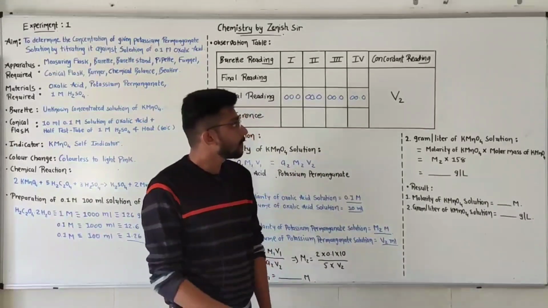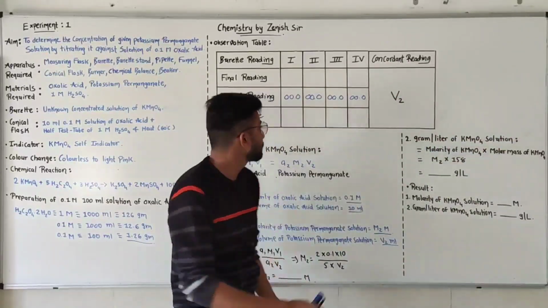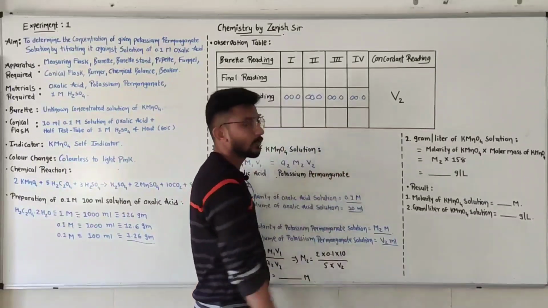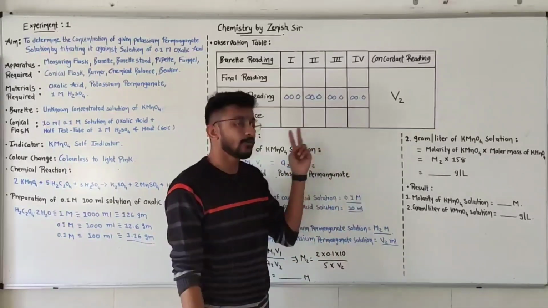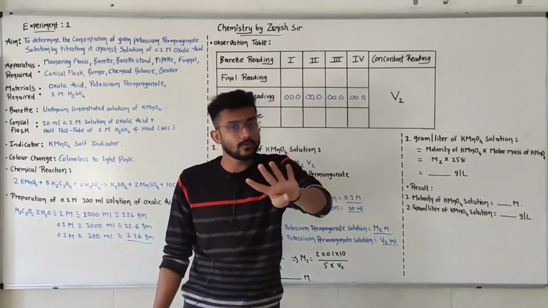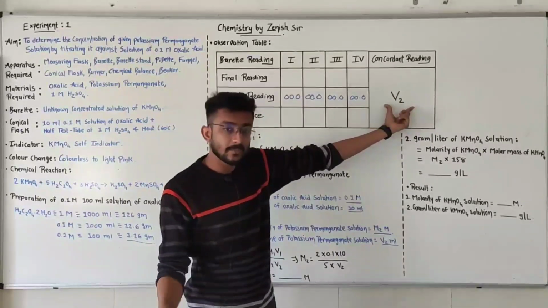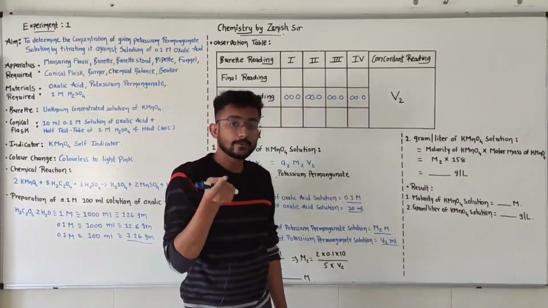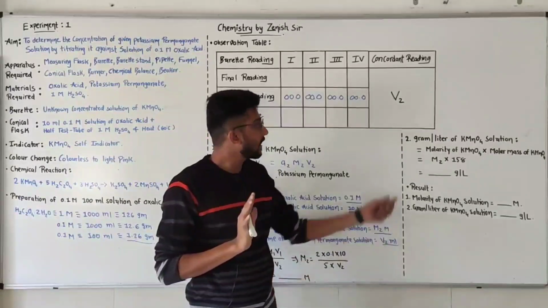Okay, now what about the concurrent reading? It is very simple. These 4 differences, you have to take the average of these 4. Whatever 4 readings are here, you have to take the average of these 4 readings, in the sense add these 4 and take the sum of these 4 divided by 4. You will get your concurrent reading, which will be written over here. Remember that after the point there will be only one digit. You have to round it off to 1 digit after the point. Okay, that would be your V2.